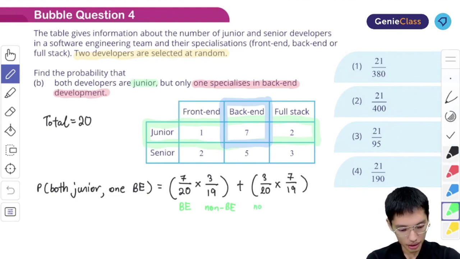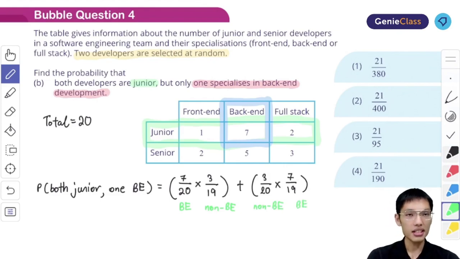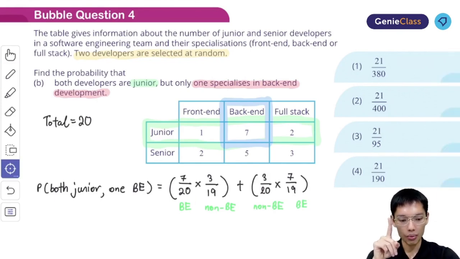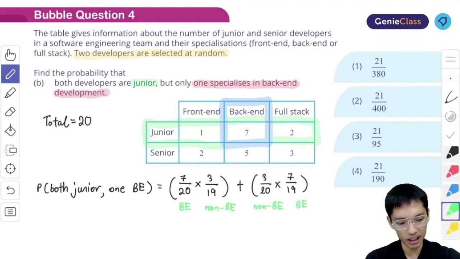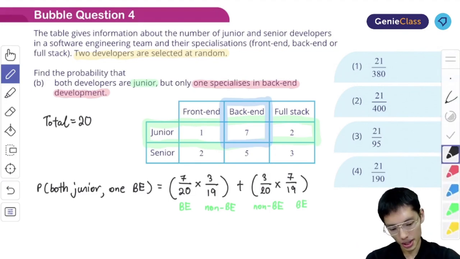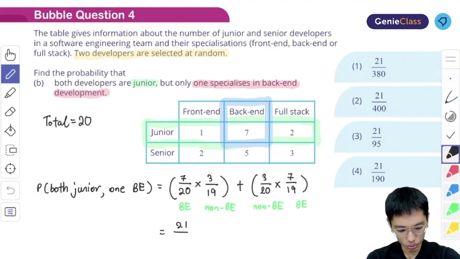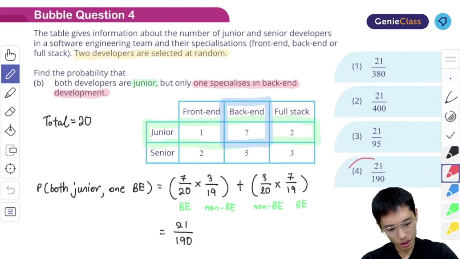Is it a repeat event as compared to the first one? In this case, it is not, because both persons are different. One is backend, one is non-backend. So if I flip it around, it's a separate event to consider. So that's where you take your calculator and press 221 over 90. That's how you get this option over here.